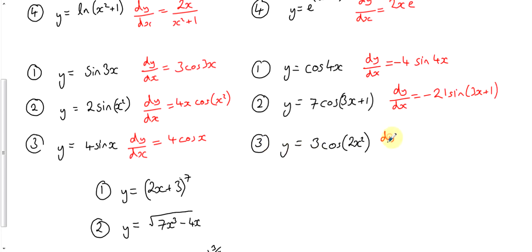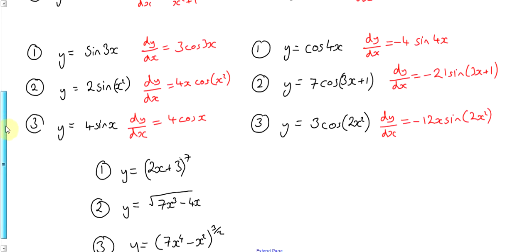Next one here, dy by dx. We've got the 3 outside. The cos is going to give us a minus sine. So we look inside the brackets and we differentiate. That gets us 4x times 3 is 12x. And then the cos goes to the minus sine, and it's 2x squared. My advice to you would be to do a pile of these, maybe even these ones, and check them with the product rule, the chain rule, just to make sure that you're doing them right.